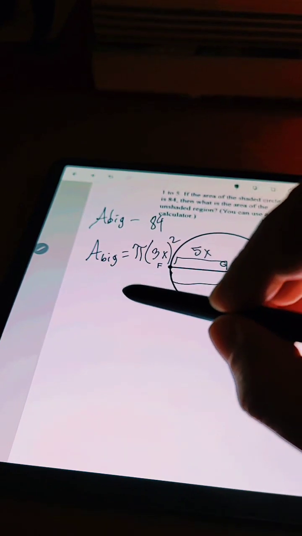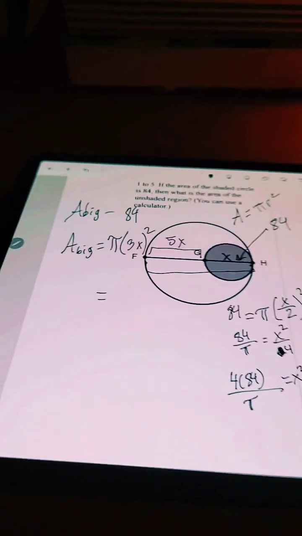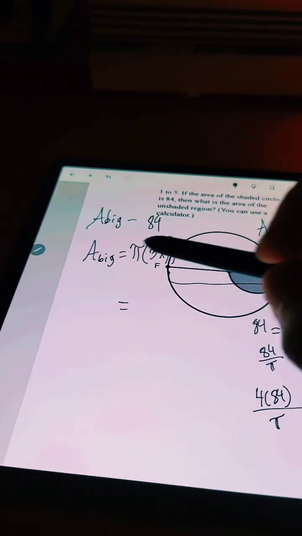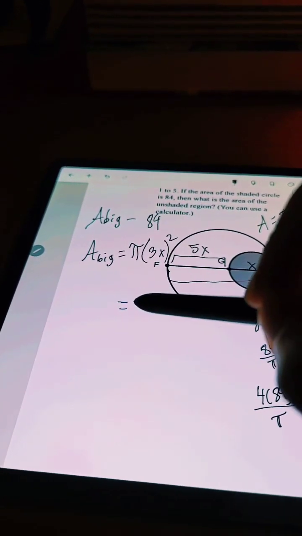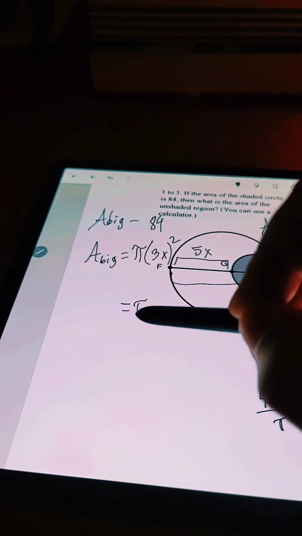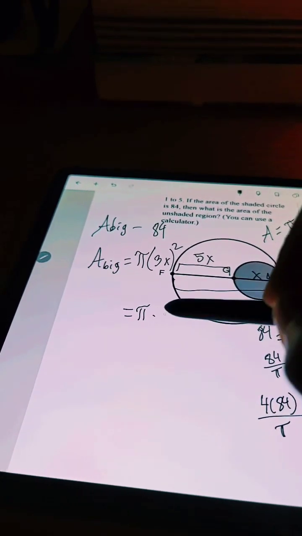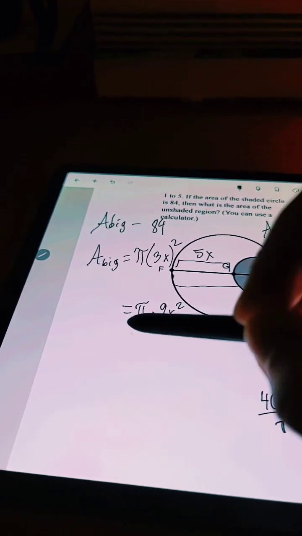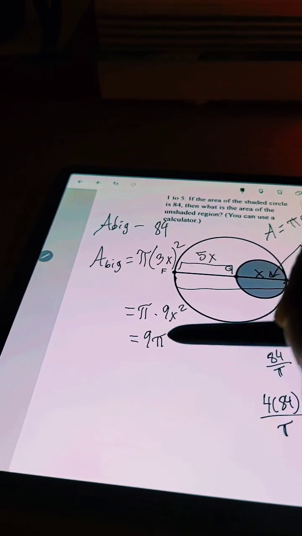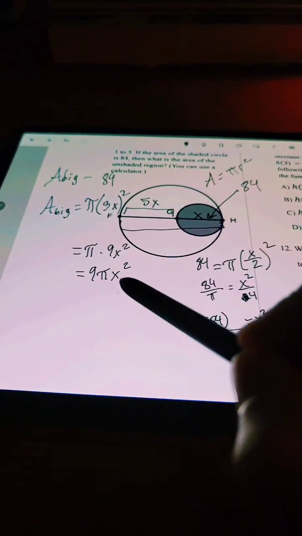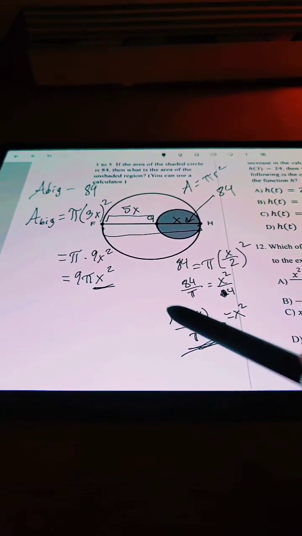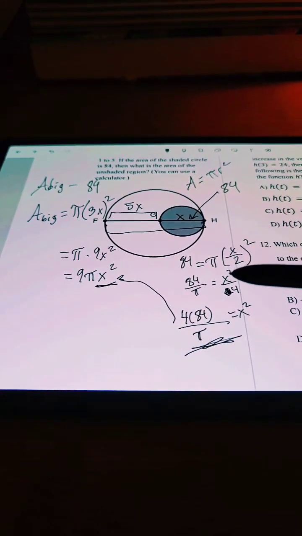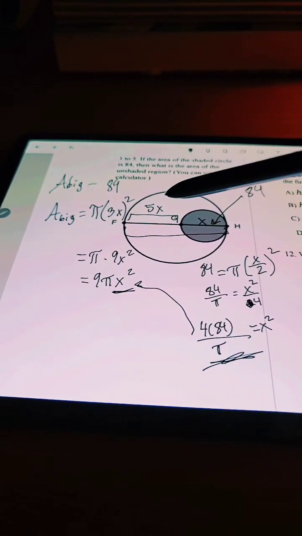Because if you look at the area of the big one, you could square root it if you want to, but if you look at this formula, the area for the big one, if I start doing the 3x squared portion, this is just pi times 3x squared, which would be 9x squared. So then I just have 9 pi x squared. If I figure out what x squared is, which I already have, I can just plug that in for x squared. And then I have the area of the big.